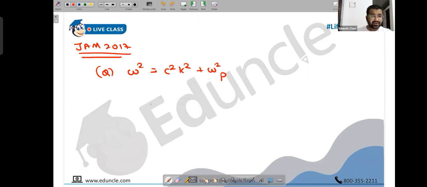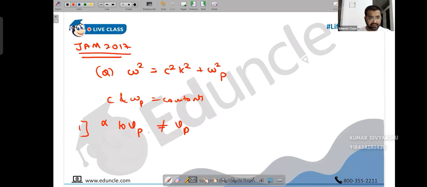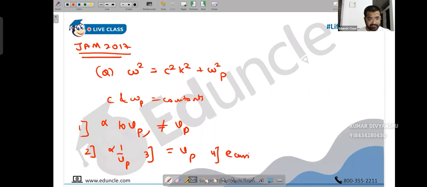And they've given us c and omega p are constants. And the question is, so this is for plasma, by the way. This is the relationship of omega and k for a plasma. In this plasma, the question is the group velocity is, and there are four options. The first option is it is proportional to but not equal to phase velocity. Second option is inversely proportional to phase velocity. Third option is equal to phase velocity, and fourth option is constant.